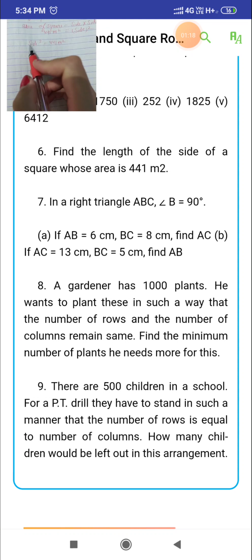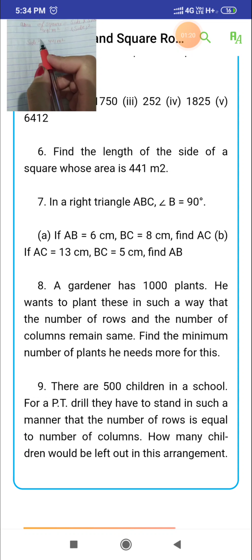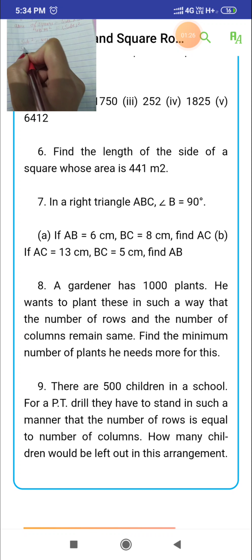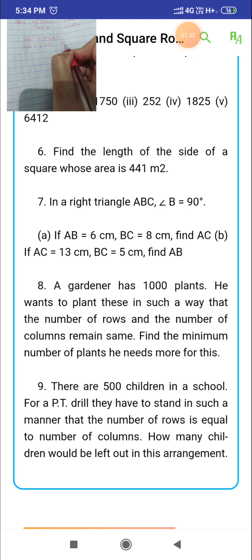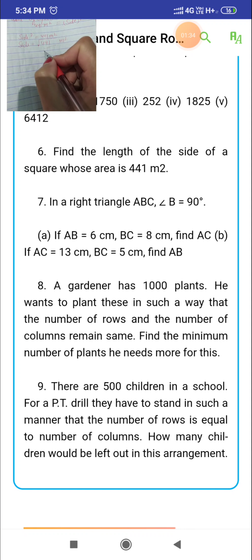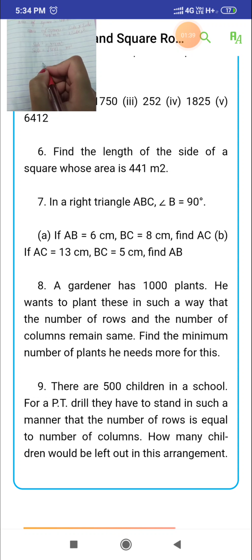Now, if we transfer this square from the left side to the right side, it converts into square root. So we have side is equal to square root of 441. From there we have to find out the value of square root of 441. For this we use the division method to find the square root of 441.